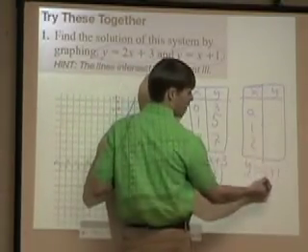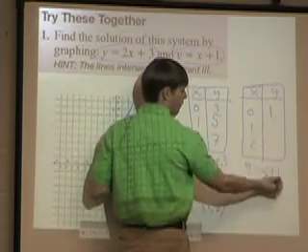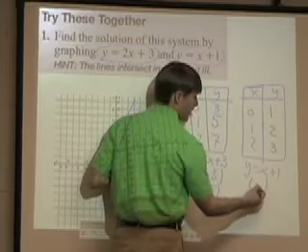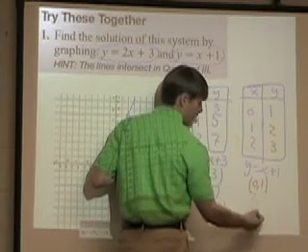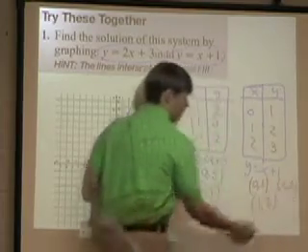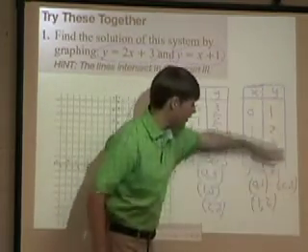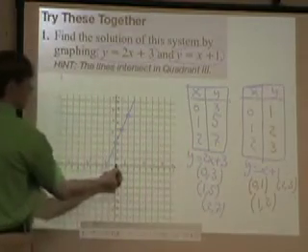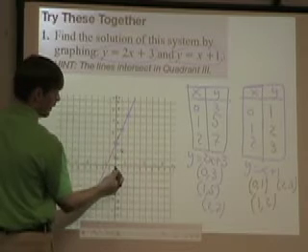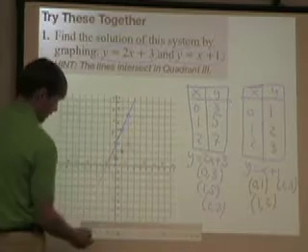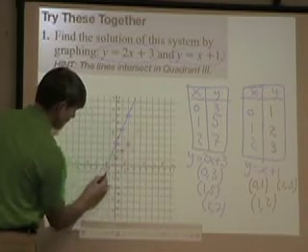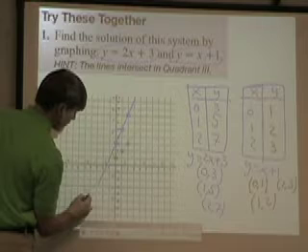So I've got 0 plus 1 is 1, 1 plus 1 is 2, and 2 plus 1 is 3. So my 3 points are (0, 1), (1, 2), and (2, 3). So here are my 3 ordered pairs for this equation. Now I've got to graph this by connecting the dots. Do they intersect? Yeah, they do. I told you.